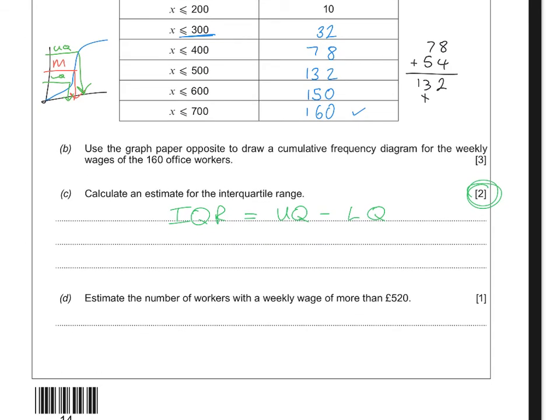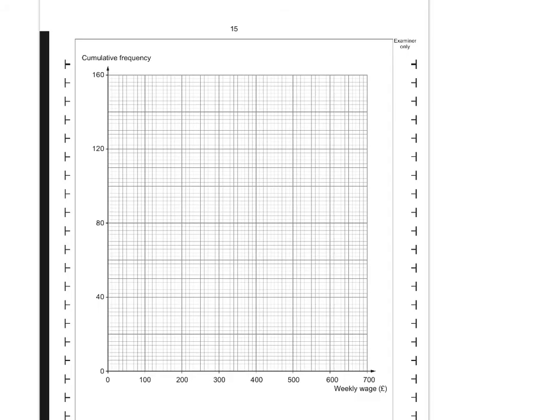Okay, finally it says estimate the number of workers with a weekly wage of more than 520 quid. Okay, so what we're going to look for on the x-axis on the next graph, we're going to look for 520. We're going to stop there, go up, hit our graph, and read off, and see what the difference is between what the total was and how many people are earning about 520. Okay, so I'm going to plot the points from my table from before. So I've got 0 and 100, so that's physically on the x-axis there.